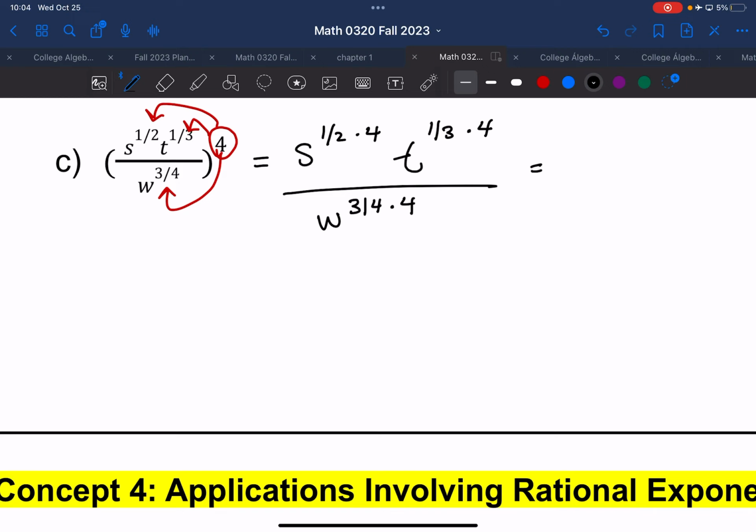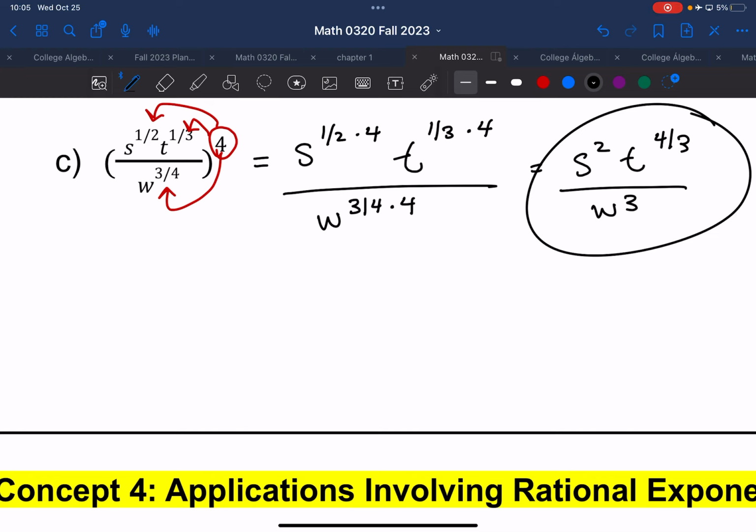So simplifying this, 1/2 times 4 is what? 2. So this is S squared. What's 1/3 times 4? 4 over 3, so T to the 4 over 3. And what's 3/4 times 4? Good, which is 3. So this is our simplified answer.